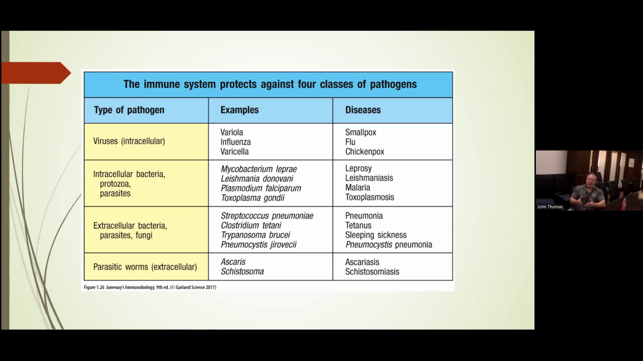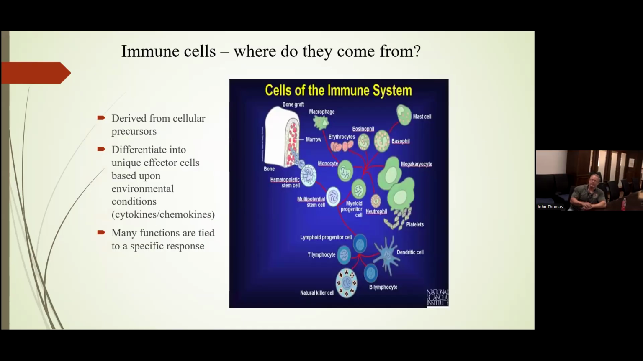But essentially, we've got 4 classes of pathogens the immune system is going to provide protection against. Viruses, which, as I said a few minutes ago, are going to be replicating in an intracellular environment. Bacteria that can replicate in an intracellular environment, as well as some types of protozoans and parasitic organisms. Extracellular bacteria, fungi, and then parasitic worms that are extracellular in general. So we've got 4 types of pathogens that the immune system has been essentially designed to provide protection against.